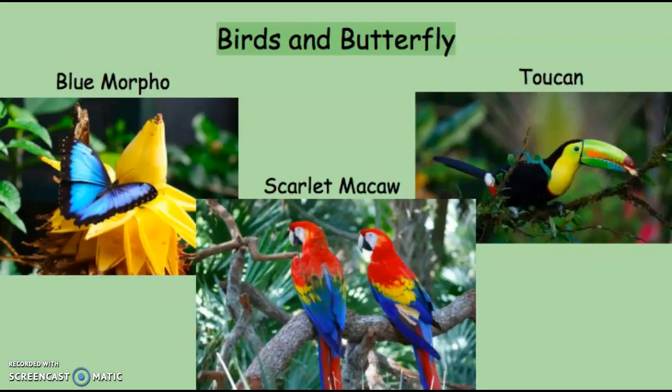Here we have the main birds and butterflies of the rainforest, which are the blue morpho, scarlet macaw, and toucan. The blue morpho is one of the largest butterflies in the world and is known for its bright and shiny blue color. The scarlet macaw is the largest parrot in the world and is known for its rainbow colors. And lastly, we have the toucan that has the largest beak for its body size and uses its beak to pluck and peel tropical food such as bananas.